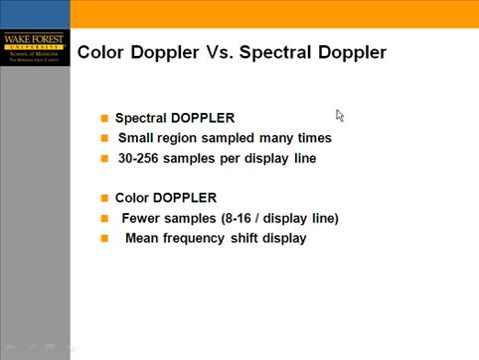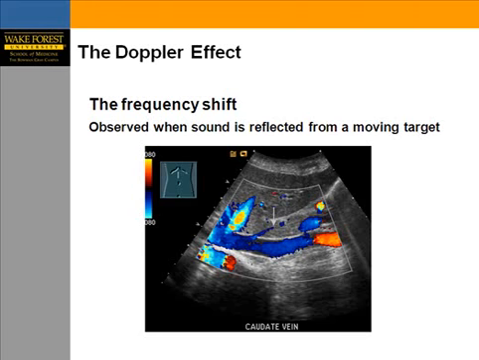Now, color Doppler versus spectral Doppler. When you look at spectral Doppler, it's a small region sampled many times. We're using about 30 to 256 samples per display line, versus color Doppler where you're using fewer samples, 8 to 16 per display line, and mean frequency shift display. Based on what we're getting, we're trying to get something called the Doppler shift, which is the frequency shift. This phenomenon is observed when sound is reflected from a moving target.